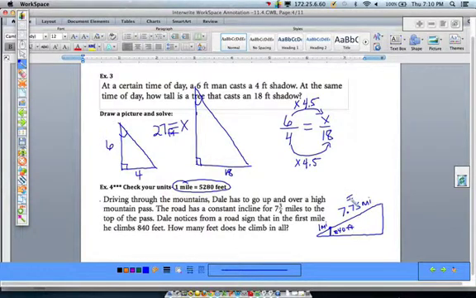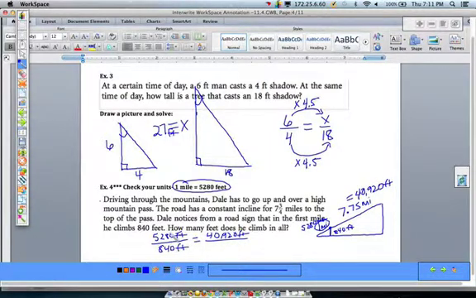7.75 miles times, there's 5,280 feet per mile. So that would be 40,920 feet. And in 1 mile is 5,280 feet. So we would set up our ratio. We could say in 5,280 feet, it rises 840 feet. That's going to be equivalent to, in 40,920 feet, how high does he rise?